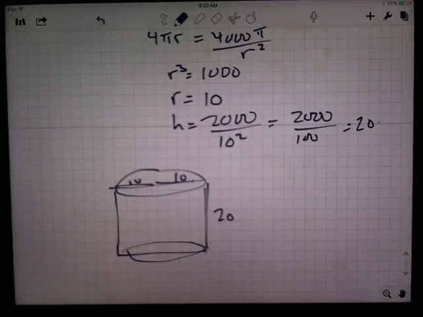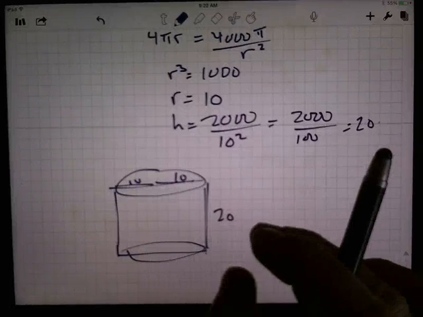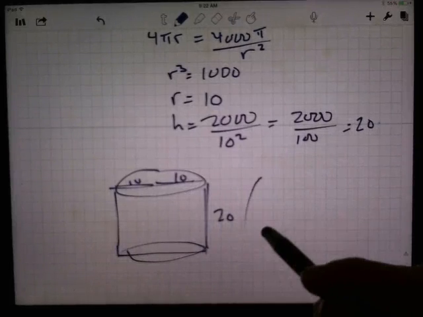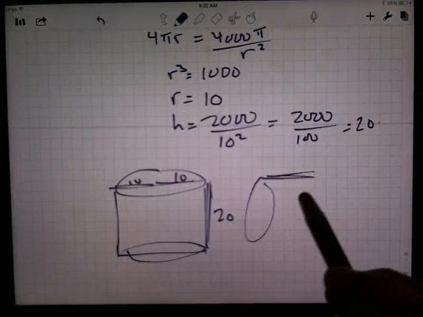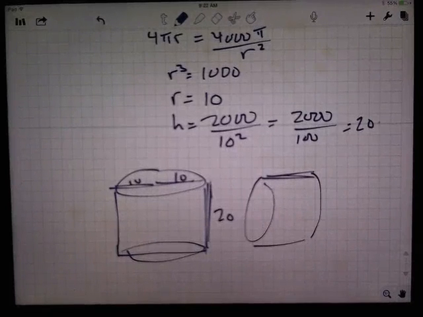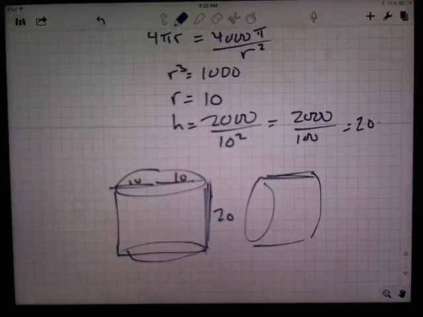It'd be interesting to go through your cupboards and check out your cans and see if you have any that, when you put one on its side, is it just as tall as it was wide? If you have any that do that, then what they've done is they've minimized the area.